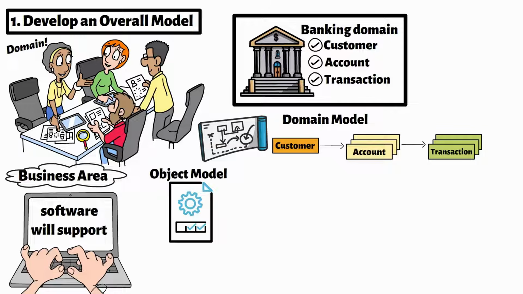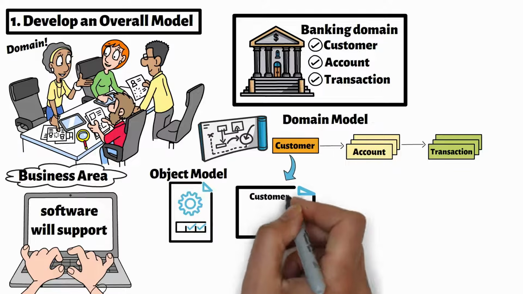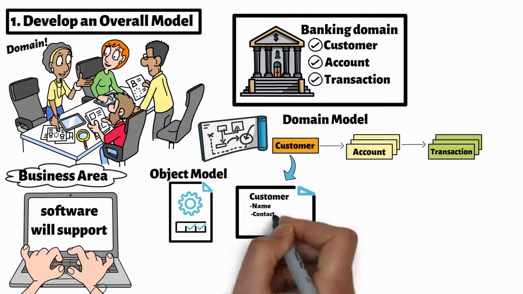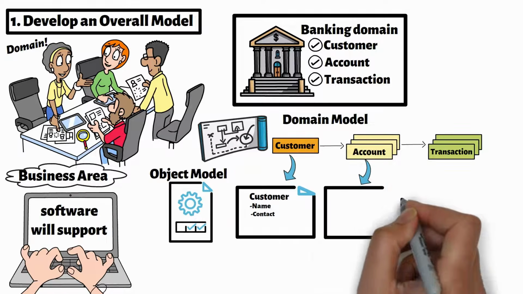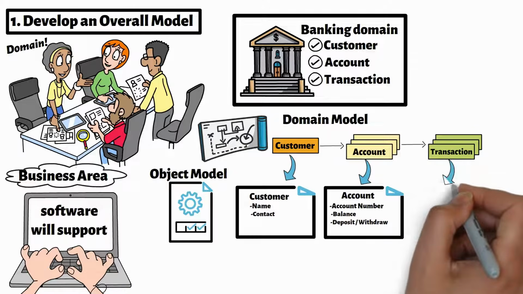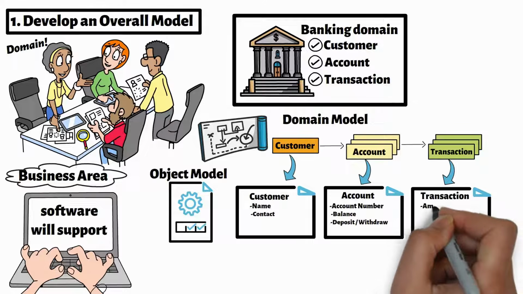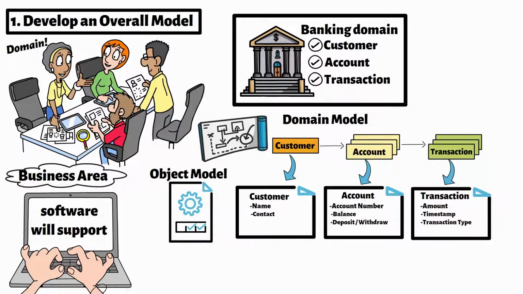Next, the team creates an object model, which is the technical representation of those concepts inside the software. In this model, a customer object might include a name and contact information. An account object might include an account number, balance, and operations such as deposit or withdraw. A transaction object might include an amount, a timestamp, and a transaction type. This activity does not create detailed designs. Its purpose is to give everyone a shared foundation for the rest of the project.